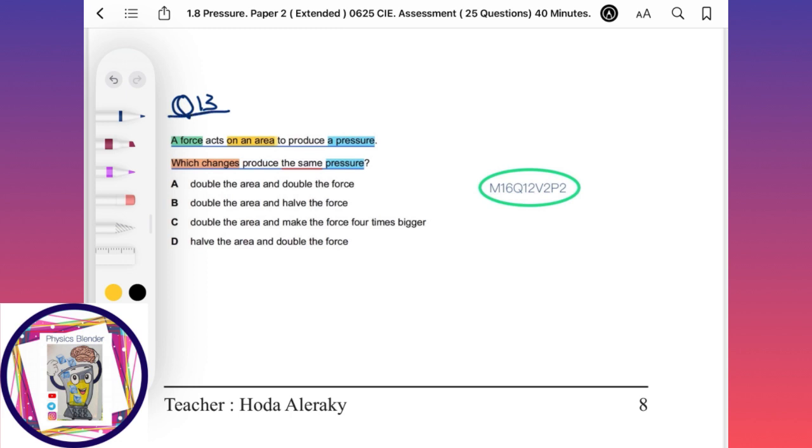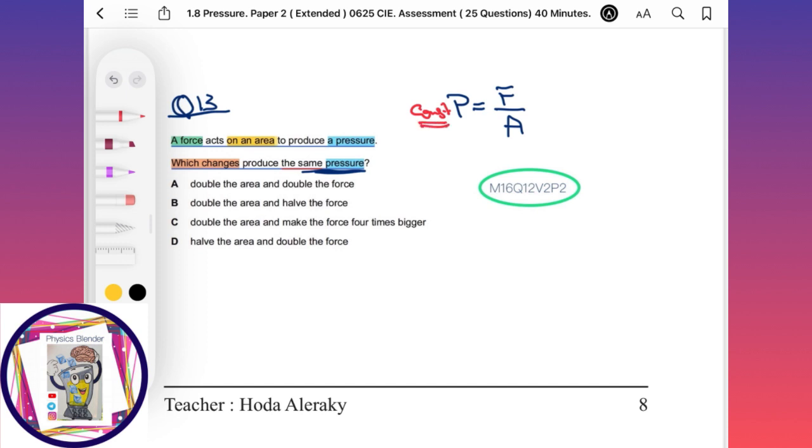A force acts on an area to produce a pressure. Pressure is related to force and area. Pressure is equal to applied force divided by area of contact. Which changes produce the same pressure? Same pressure means pressure here is constant.